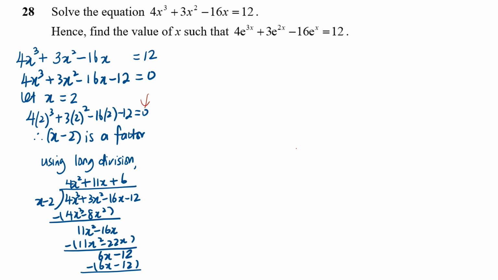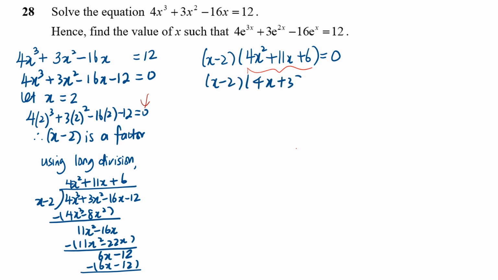be 4x squared plus 11x plus 6. So you put everything together, and your 4x squared plus 11x plus 6 can be factorized further. This is a quadratic expression, which can factorize further into 4x plus 3 and x plus 2. Then you set it equal to 0 because you're supposed to solve it. When you need to solve something, it means you need to find the values of x.